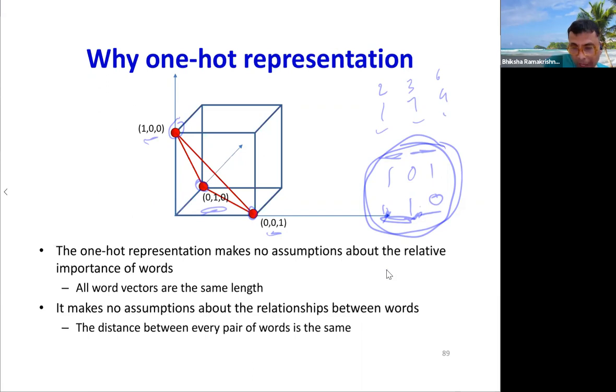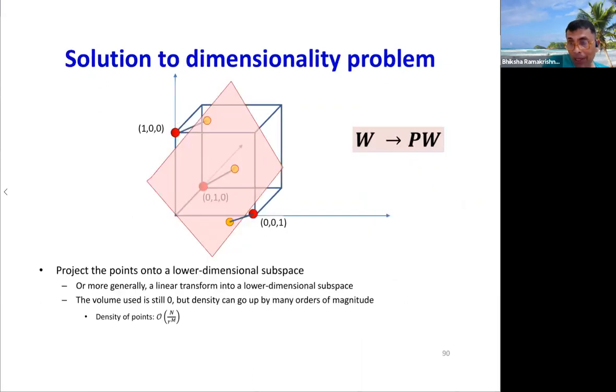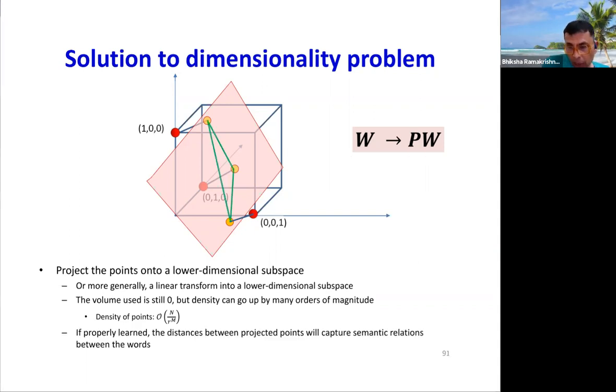So what we will do is to do exactly what Tushar mentioned. We will sort of learn a lower dimensional representation, which is hopefully meaningful. And we will project the vectors into a lower dimensional subspace, but we're going to learn this projection. So more generally, we will learn a dimensionality reducing transform P to map our one hot vectors W into a lower dimensional vector PW. And then projecting them into the lower dimensionality subspace also greatly increases the density of points by many orders of magnitude. And this increases the efficiency of the use of the space.